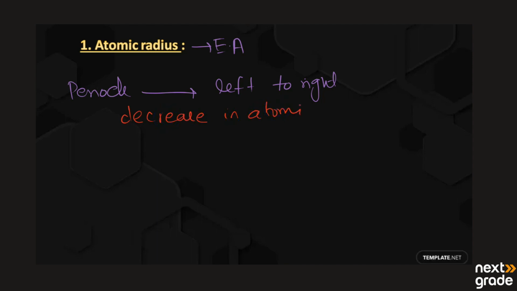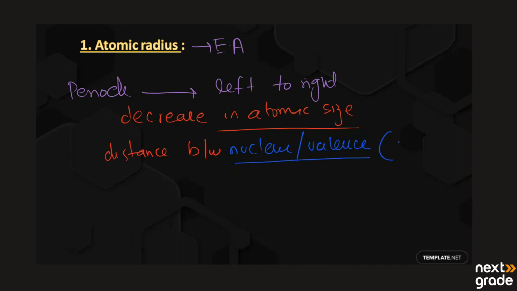First of all, we must have a look at the relationship between atomic size and electron affinity. When we move from left to right, there is a decrease in atomic size. When atomic size decreases, it means the distance between the nucleus and the valence shell decreases. So the valence shell is coming close to the nucleus.